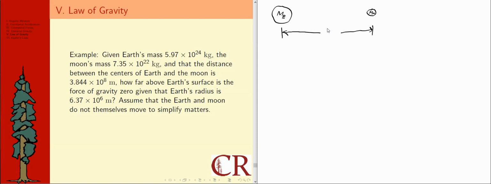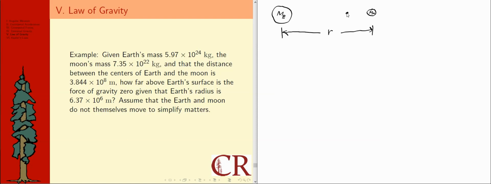I'm going to say that the separation between the centers of the Earth and the moon, I'm going to label that as R. And then I'm going to imagine that I'm placing some other mass. I think it's probably going to have to be farther from the Earth and closer to the moon, but somewhere between the two of them. When it says how far above Earth's surface is the force of gravity 0, we're talking about if you put an object there, where would the force of gravity be 0? And why might there be a spot where the force of gravity is 0?